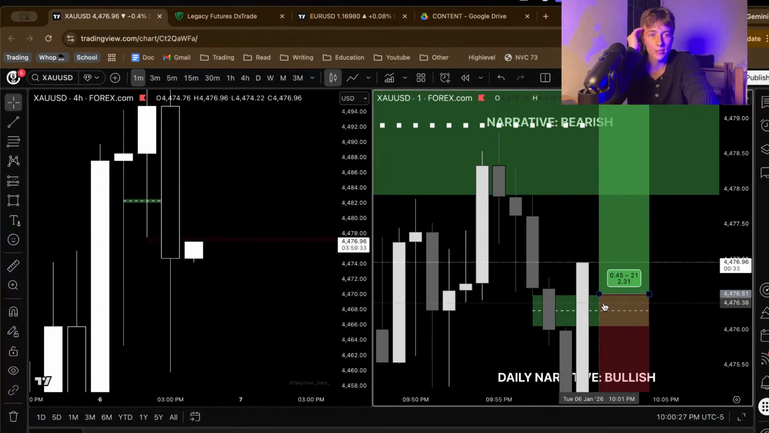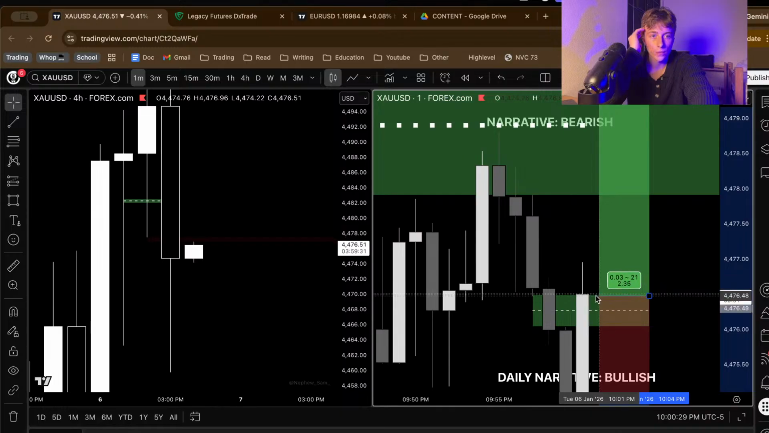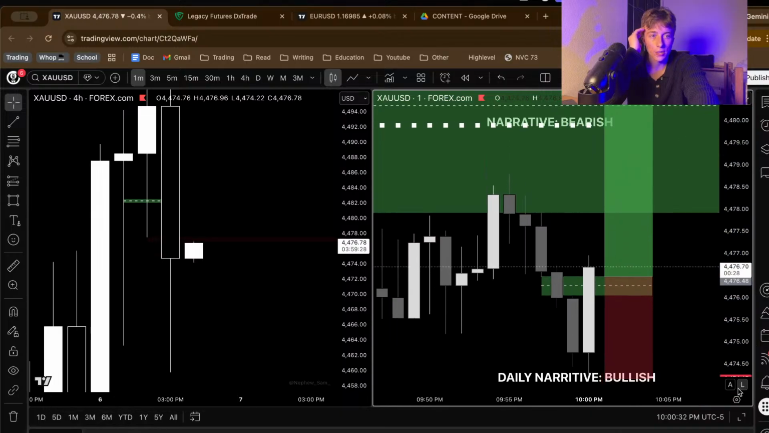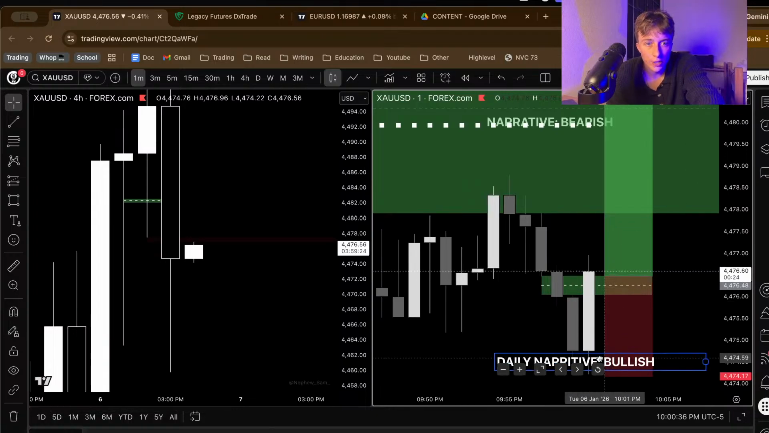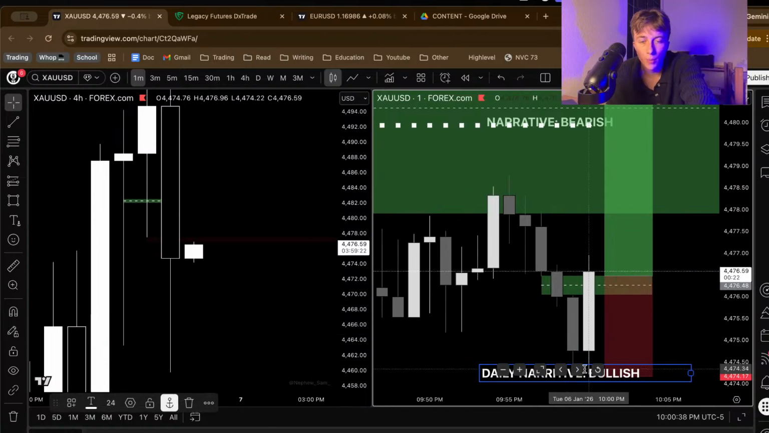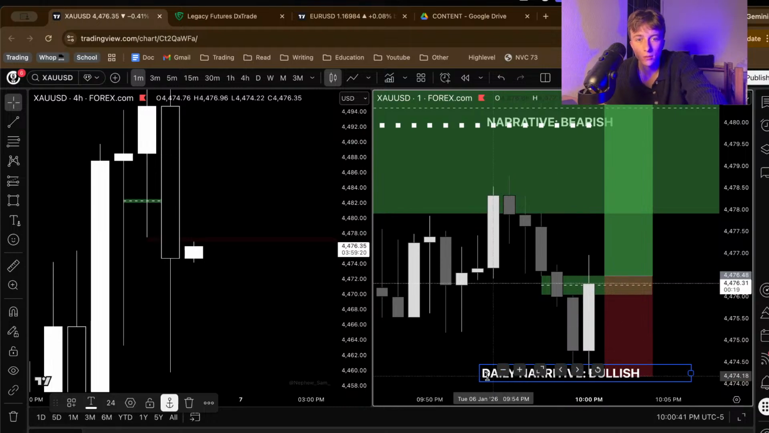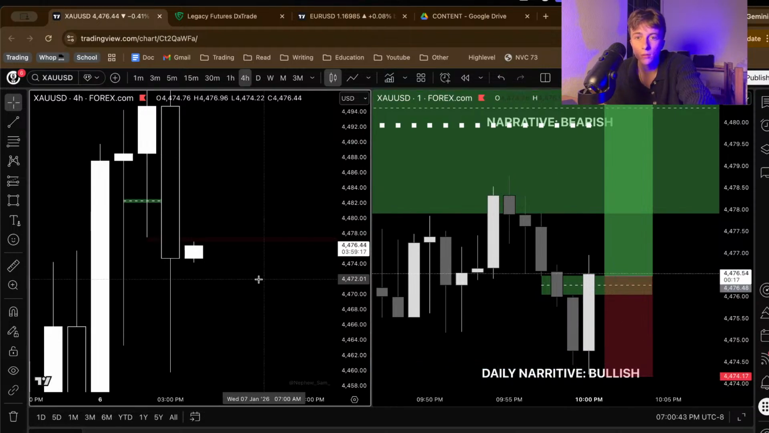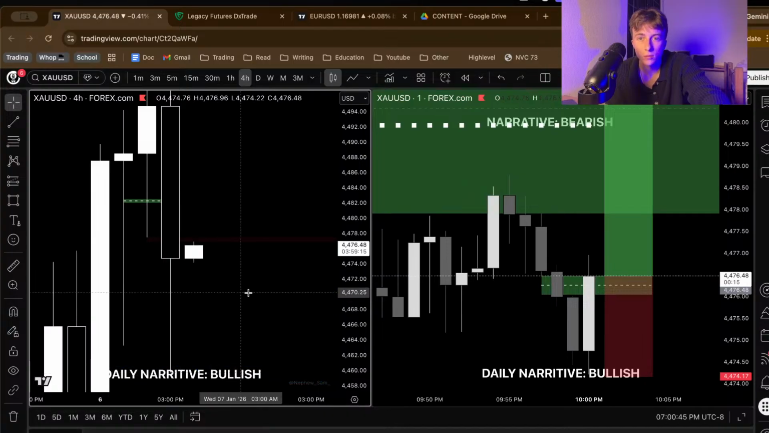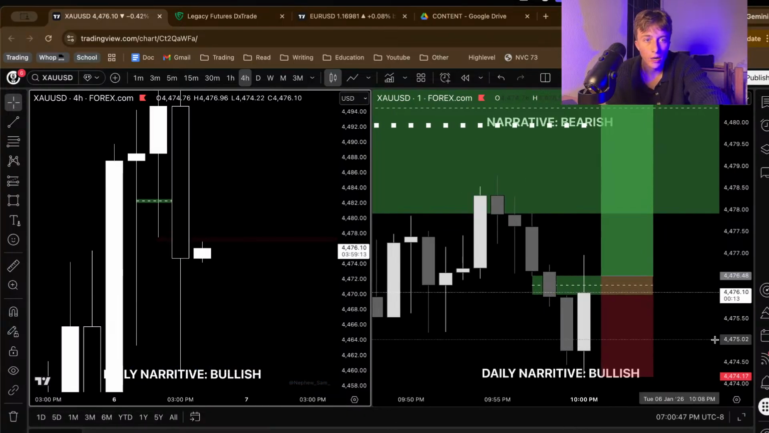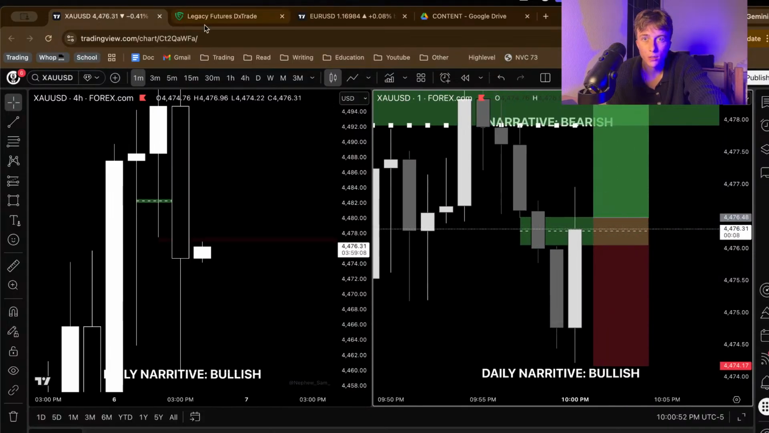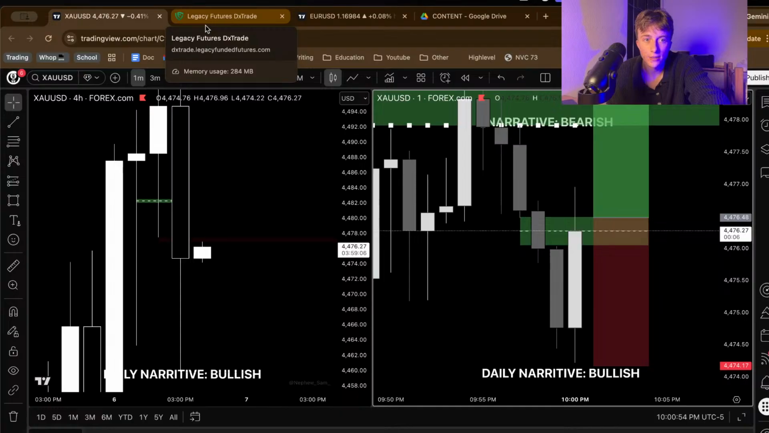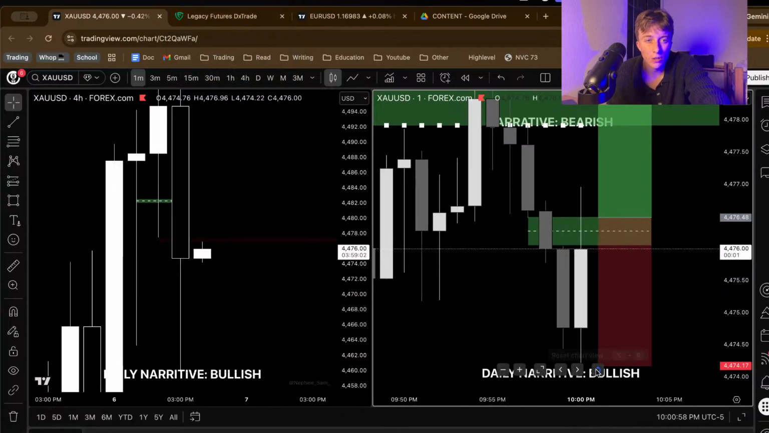We got 30 seconds until the close. 30 seconds, 29, 28, 27, 26. Narrative is bullish, guys, so we're looking for buys. All right, 10 seconds until it closes. If it closes above this gap, I'm going in for longs. 7, 6, 5. Okay, we didn't close above it.